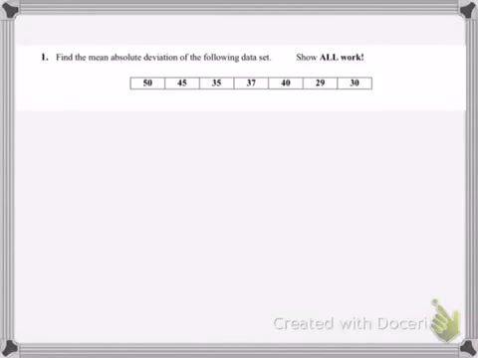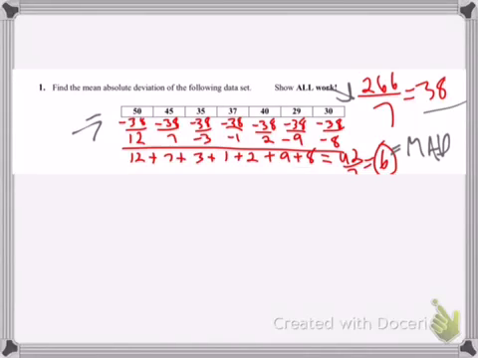And the mean absolute deviation for the following set: 50, 45, 35, 37, 40, 29, 30. Make sure you also find the mean before you find the mean absolute deviation. The mean here is 38. Subtract the mean from each data point. Make them positive. Find the mean again. The MAD is 6.